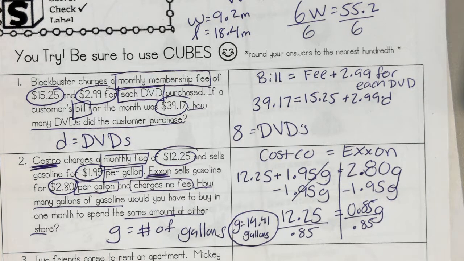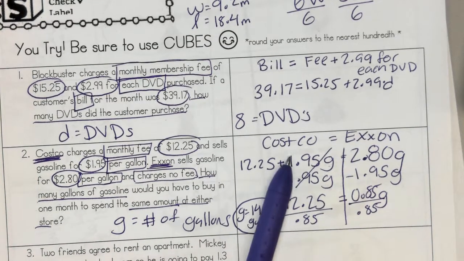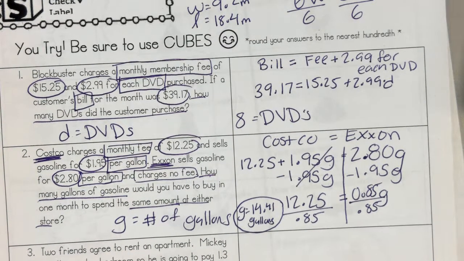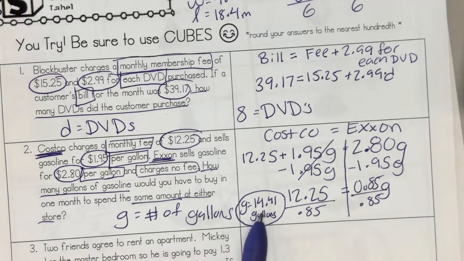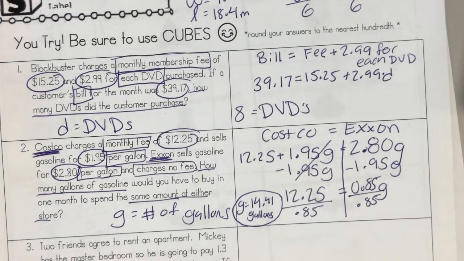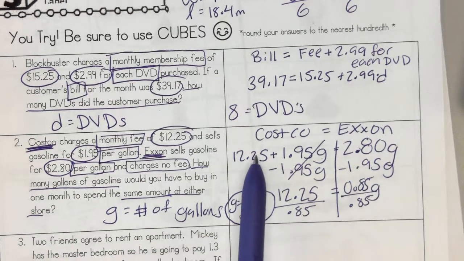If you're buying 2 gallons of gas, should you go to Exxon or should you go to Costco? If you're buying less than this, only 2 gallons, is Exxon going to be cheaper or will Costco be cheaper? If you buy 0 gallons of gas, is Costco cheaper or Exxon? Exxon. So anything lower than this, you want to go to Exxon because you don't have that extra fee.